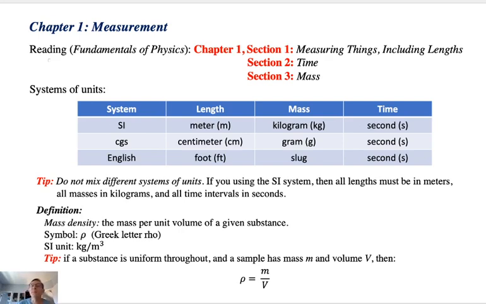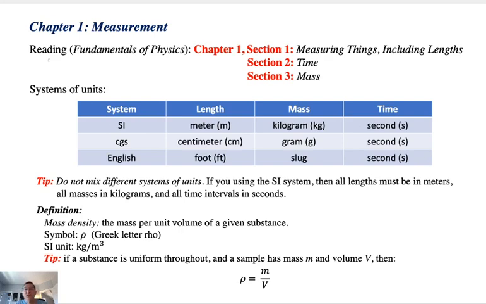Another idea that comes up in this chapter and throughout the whole book, the whole class, is the concept of mass density. So I want to give you the definition of that now, because we'll need it to solve problems in Chapter 1 and problems in other chapters. So what is the definition of mass density for a substance? It is quite simply the mass per unit volume of a given substance. Remember, per is another word for divide. So mass over volume of a substance.